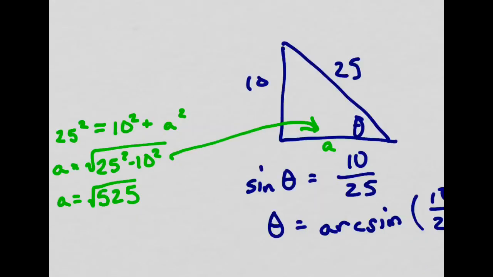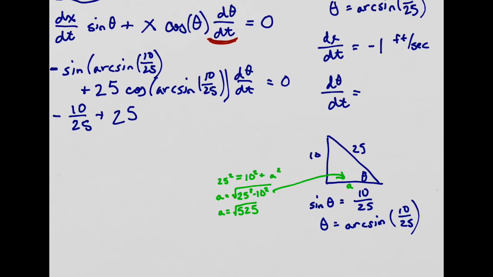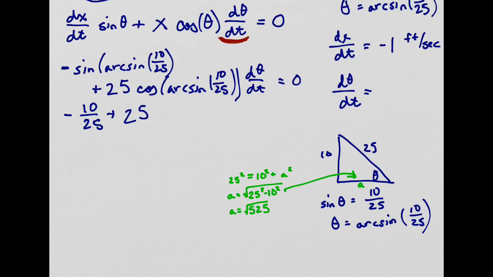So I'm going to pause real quick. All right, so I solved for the side a by using the Pythagorean theorem, and we get that a is equal to the square root of 525. So the cosine of theta is going to be the square root of 525 over 25. So let's zoom back out and move on over. And so that's going to be 25 times the square root of 525 over 25 times d theta dt is equal to 0.